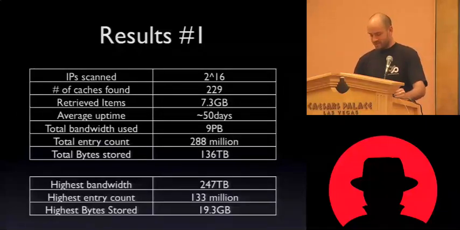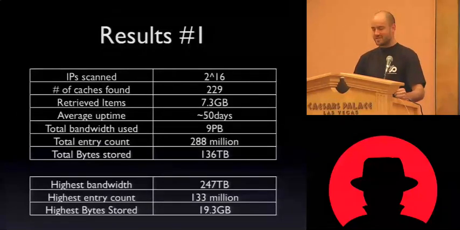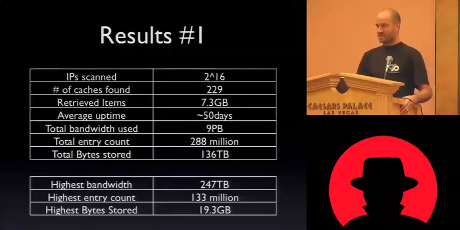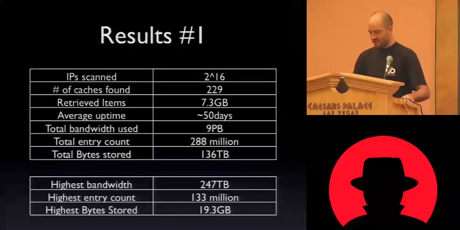From that, we pulled down 7.3 gigs of data. The average uptime amongst all the caches was 50 days, which I thought I could infer something from, but I realized that actually it's pretty meaningless. It just means that people don't reboot servers. More interestingly, though, if you total the bandwidth across all of those caches, you hit 9 petabytes of data, which is a fair bit of network traffic.